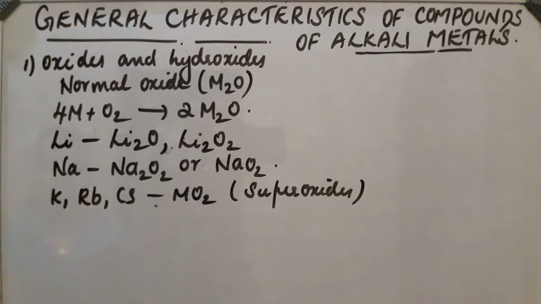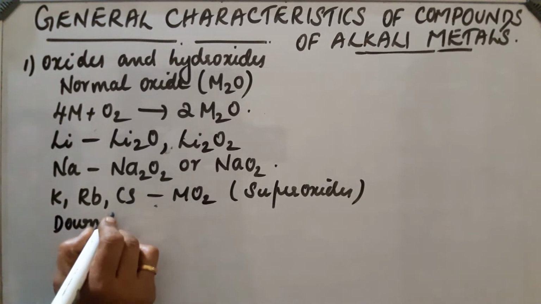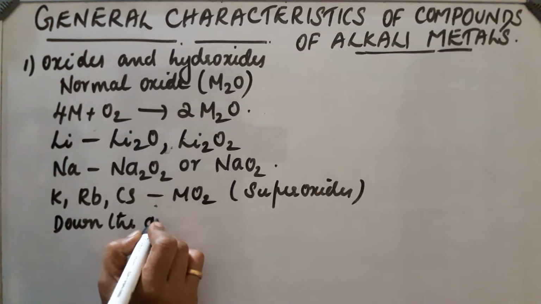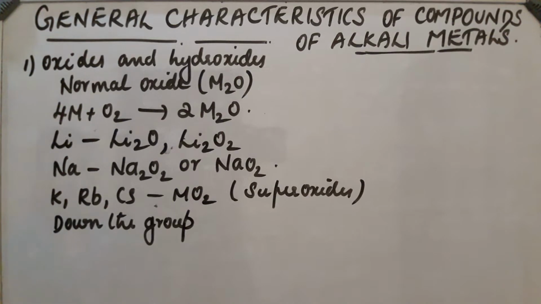Next, the temperature required decreases down the group. Then what about the stability? Stability of peroxide or superoxide increases down the group. Down the group, the stability of superoxides increases because the larger the size of the cations, the more stable they become.